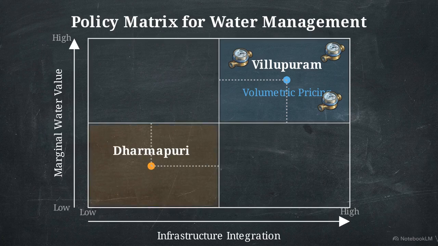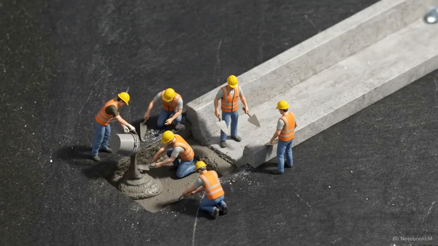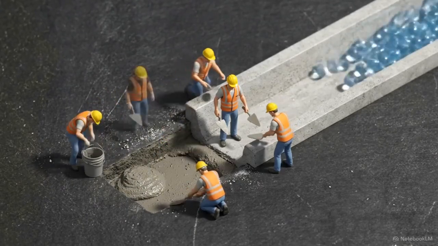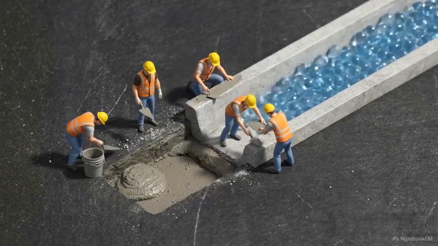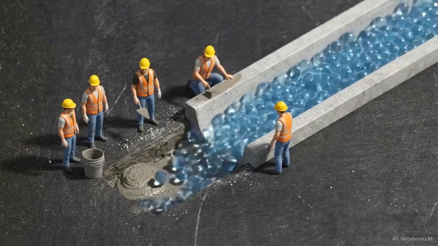Fragmented districts like Dharmapuri map to the bottom left quadrant, representing low-value and fractured delivery systems. Attempting volumetric pricing here would be ineffective. Policy in this quadrant must prioritize capital investment in canal rehabilitation and tank integration first. Raising the marginal productivity of water through physical infrastructure upgrades is a mandatory prerequisite before any pricing reforms can function.